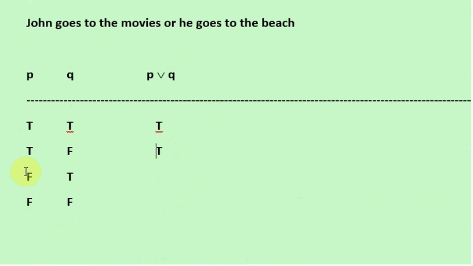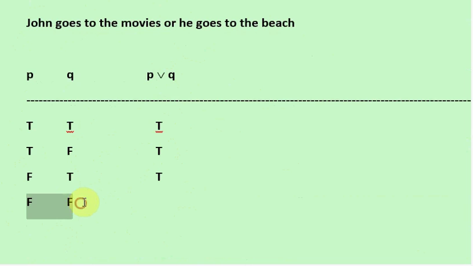Okay, our third row is the case in which it's false that he goes to the movies, but it's true that he goes to the beach. Well, again, the disjunction is going to be true because we meet the criterion. And the criterion here, again, remember, is that at least one is true, right? Well, in this case, it's true that he goes to the beach, right? So John goes to the movies or he goes to the beach is true because he ends up going to the beach, right? So we fulfill that criterion. So that's why that is true.